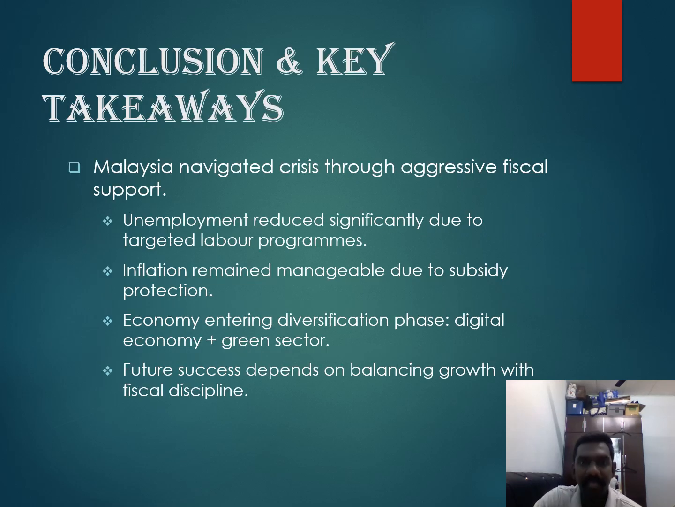The next slide will be the conclusion and key takeaways. In conclusion, Malaysia demonstrated strong resilience from 2020 to 2024. Unemployment decreased sharply due to effective labor market interventions. Inflation was contained because of subsidies and price control. Fiscal policy played a critical role in stabilizing the economy and supporting long-term structural reforms in digital and green sectors.